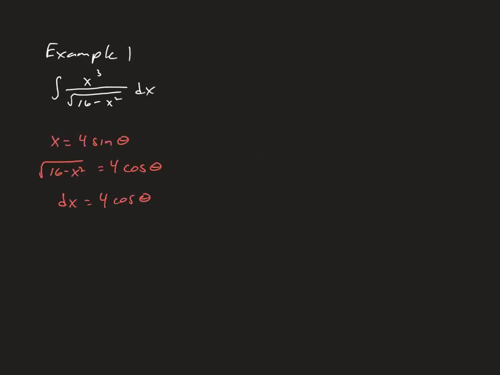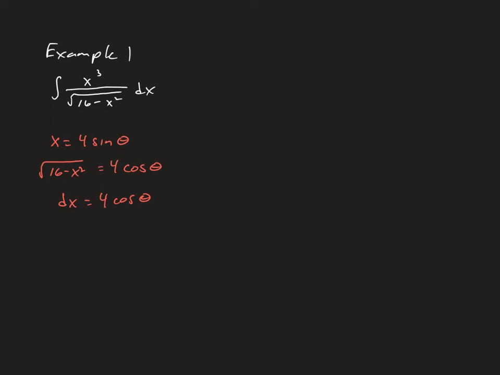So for this particular example, what we have here is the integral of x cubed over the square root of 16 minus x squared dx. Looking at that integral, the square root is in the form of a squared minus u squared. u is equal to x, a would be 4. So I'm going to let my u, which is x, equal 4 sine theta.